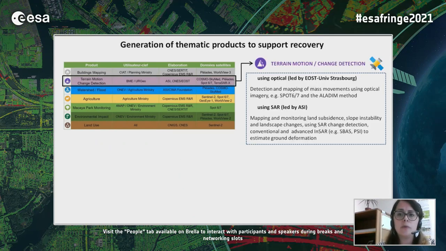But in this talk, we will be focusing on the second group of thematic products, which is called terrain motion and change detection, which combine both the use of optical data and SAR data. The optical data products were generated by a group led by the University of Strasbourg, and were focused on the detection and mapping of mass movements using, for instance, SPOT 6 and 7 data in the ALADIM method.